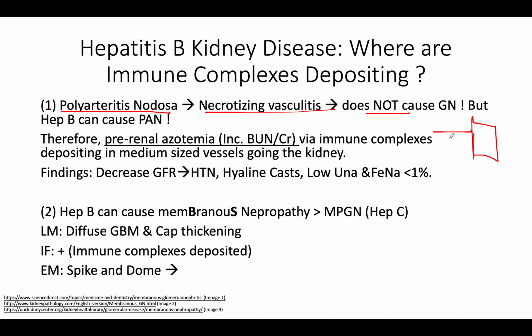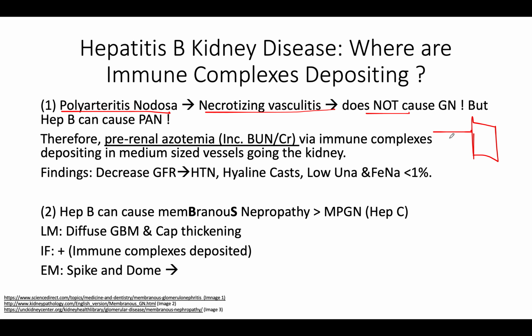Those arteries there are medium-sized blood vessels. Those are medium-sized blood vessels. Therefore, you get a pre-renal azotemia, right? Because it's pre-renal. You haven't got to the kidney yet. Those medium-sized blood vessels off the aorta haven't branched into the small little blood vessels that go and form the glomerulus. We aren't even close to the glomerulus here with hepatitis B causing polyarteritis nodosa.